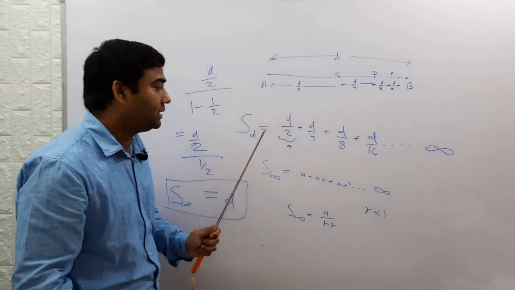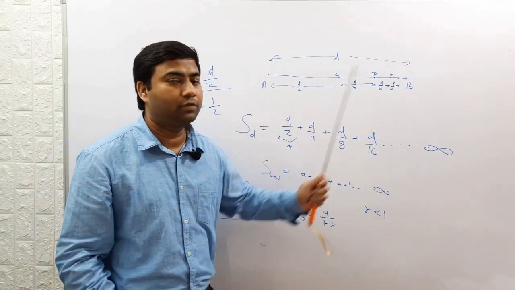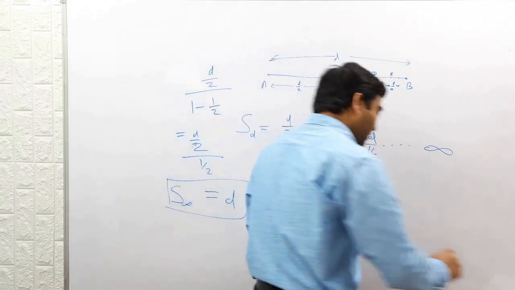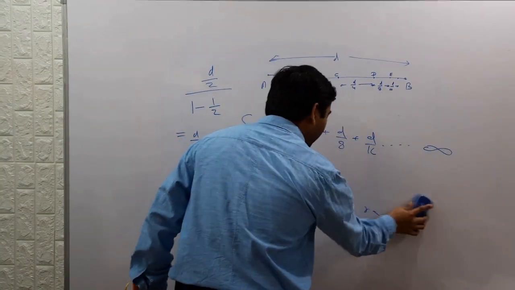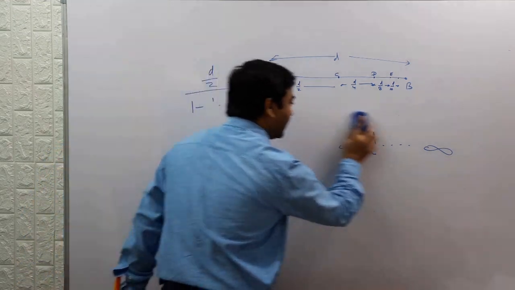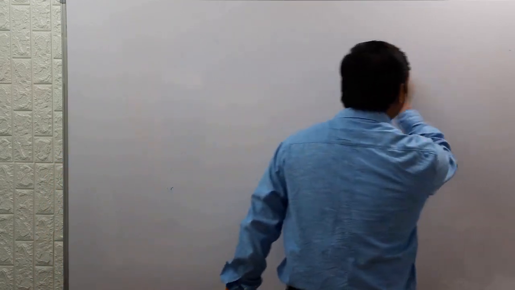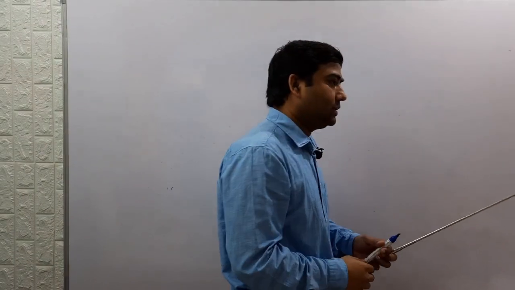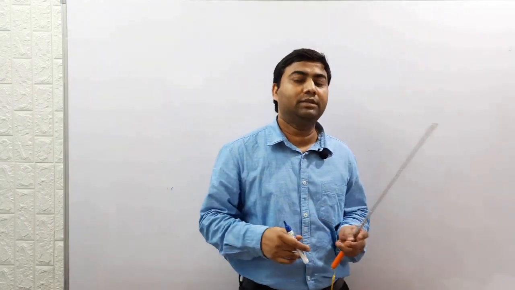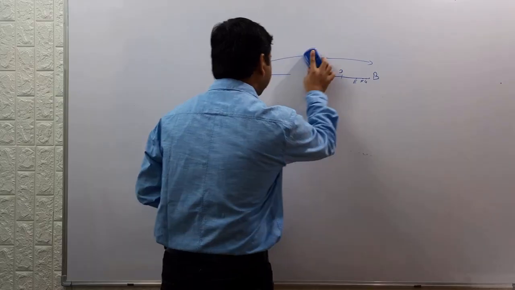So hence, because this series is converging, it is possible for a person to reach from A to B. That paradox was prevailing since the ancient Greek period because they were unaware of this converging infinite series. That was the problem with ancient Greeks. They could not discover the calculus principle of integration.